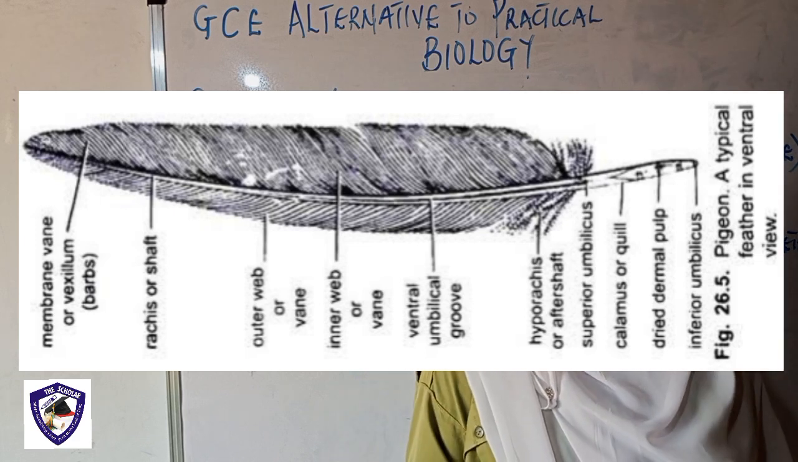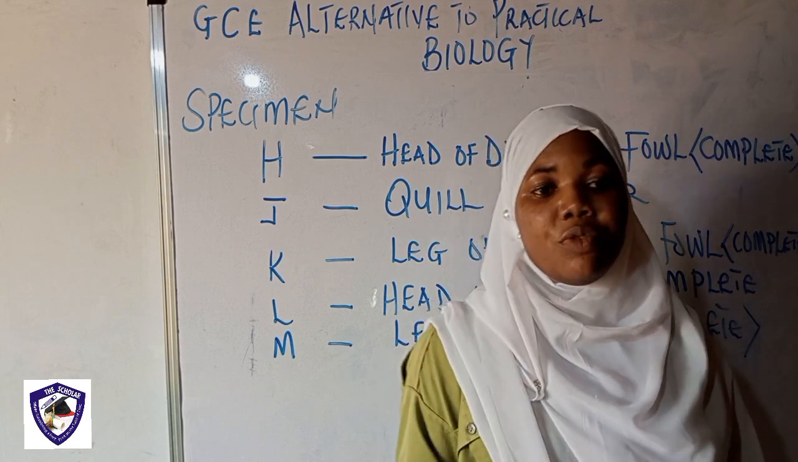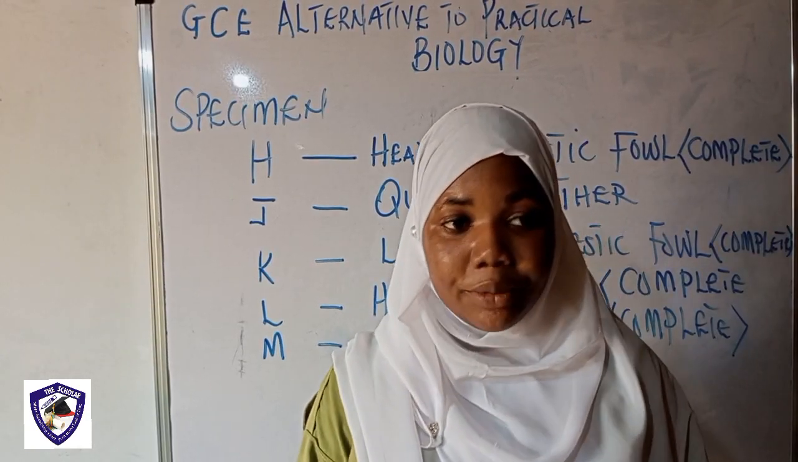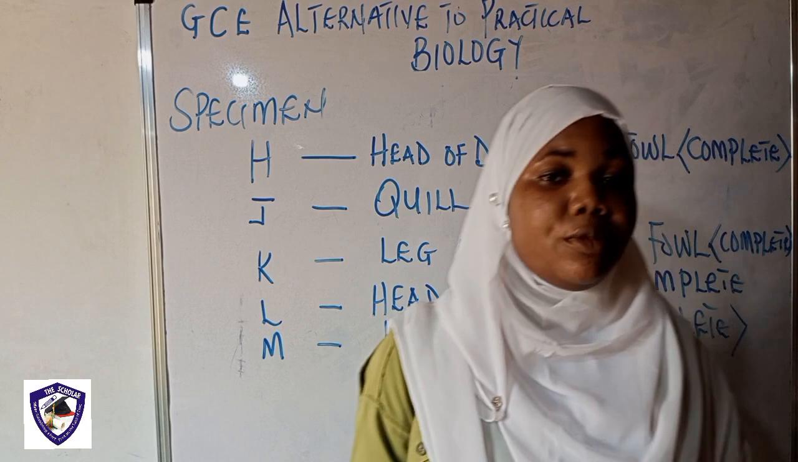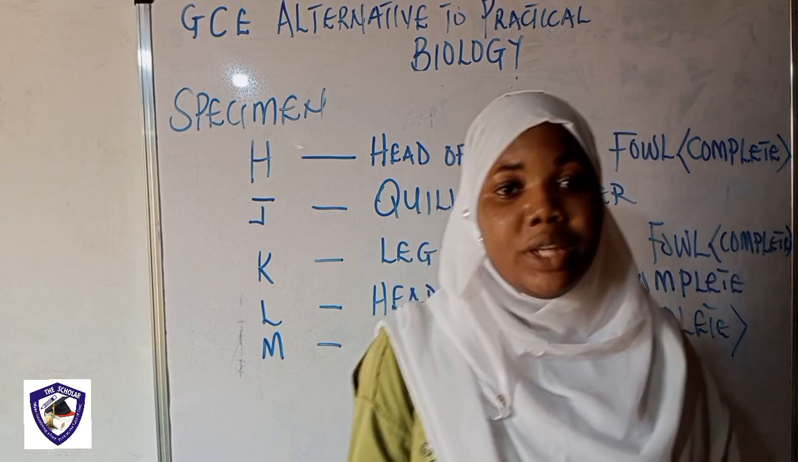So those are the things that you should note out when you are drawing and labeling your quill feather. Moving forward, we'll be looking at specimen K, which is the leg of our domestic fowl, complete, meaning the feet should also be there intact.